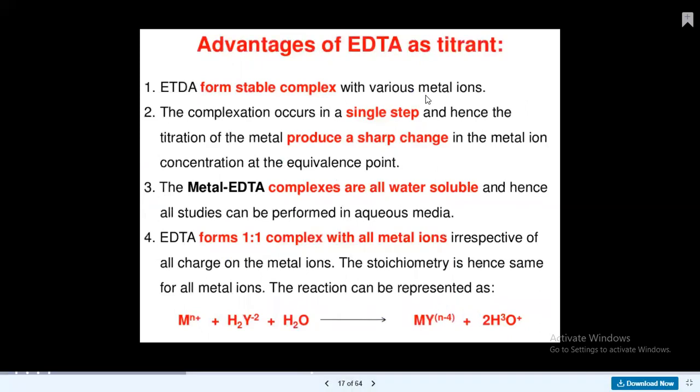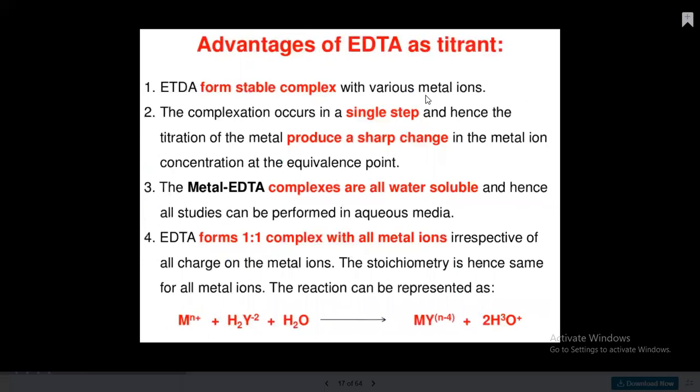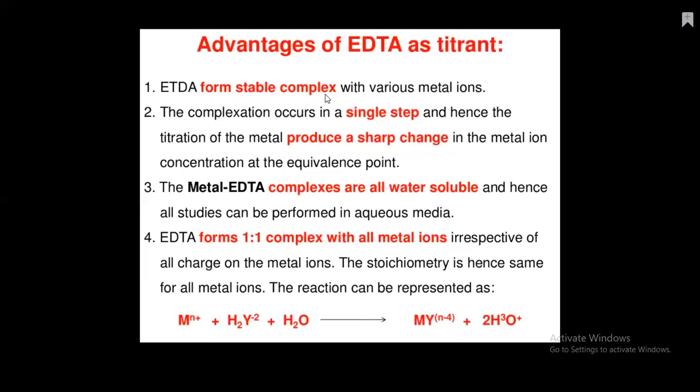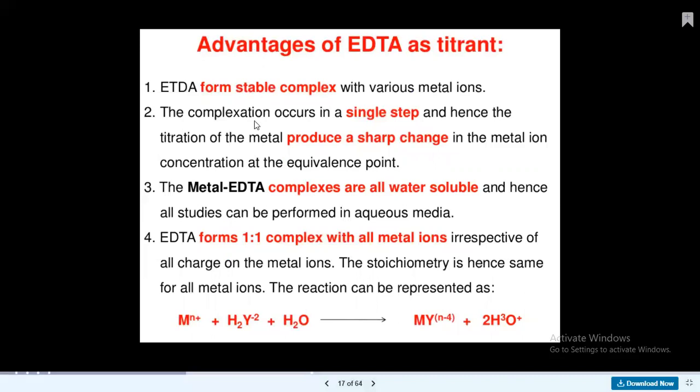That is one of the most important properties required for the titration. Otherwise this complex is not stable, the complex will break, and we can't quantify our analyte. Complexometry occurs in a single step, and the titration of the metal produces a sharp change. And that is also a water soluble complex.